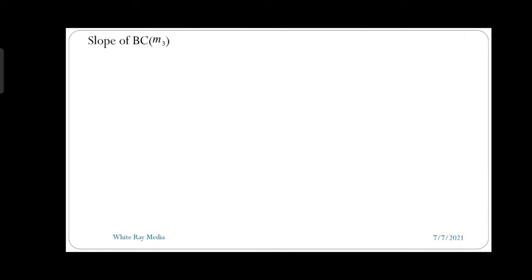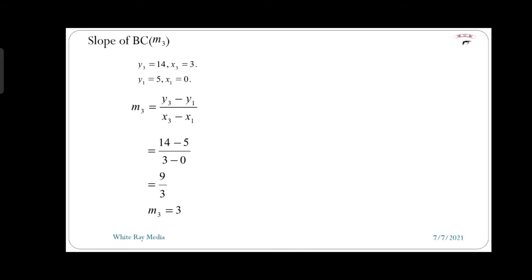Next, we need to find another slope, of the side NL. It is taken as m3. So, m3 is equal to (14 minus 5) divided by (3 minus 0), that is equal to 9 by 3. m3 is equal to 3.